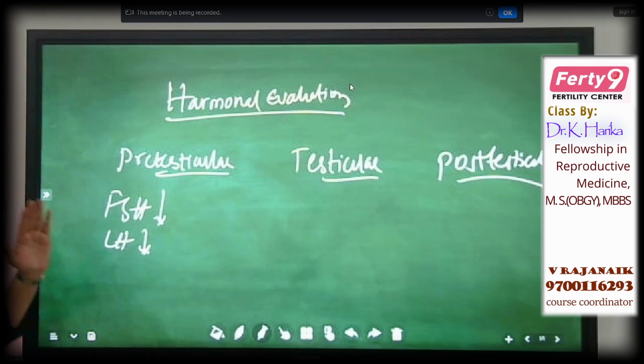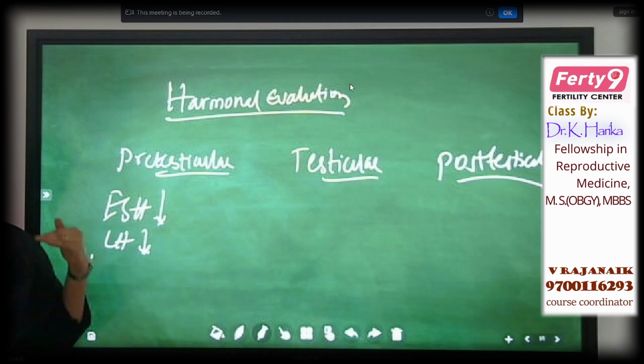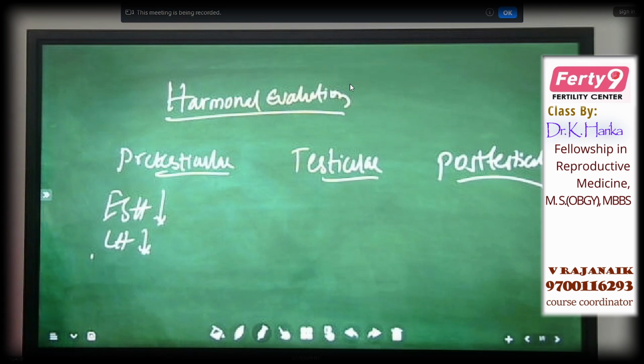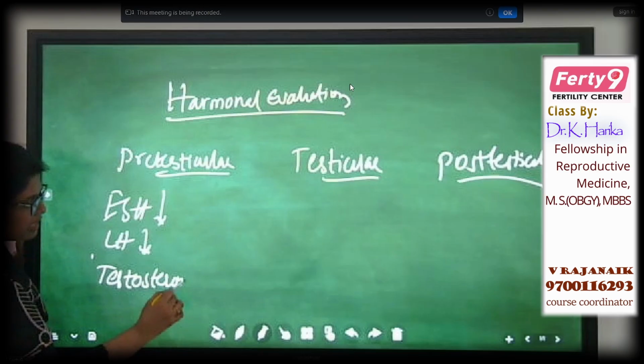So what is the normal FSH action? It acts on Sertoli cells and causes spermatogenesis. LH acts on Leydig cells to produce testosterone. Testosterone aids in spermatogenesis, that is, it helps in sperm production. It also acts on the seminal vesicles and prostate to increase prostate and seminal secretions, which contribute to seminal fluid. Ultimately, if FSH and LH are less, testosterone will also be less.